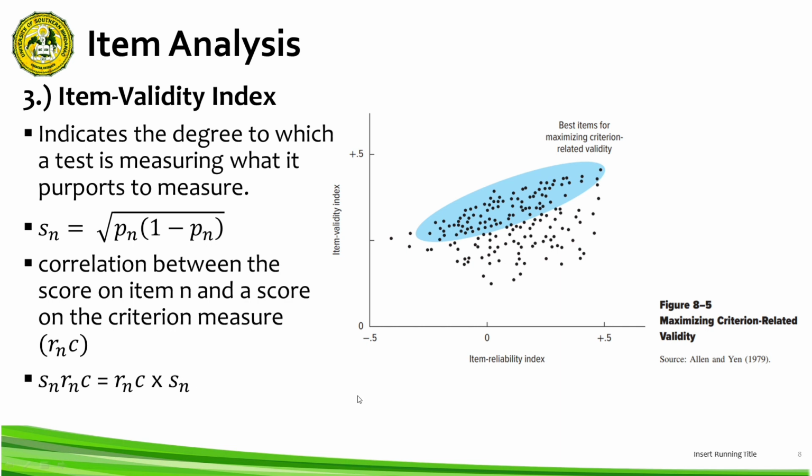In maximizing the criterion-related validity of a test, the best items to include in the final test are the items with high reliability and high validity index, as shown in this figure. So to sum it up, item difficulty index is used to assess the difficulty of an item. The item reliability index is used to determine the internal consistency of a test. And the item validity index is used to assess whether an item measures what it purports to measure.